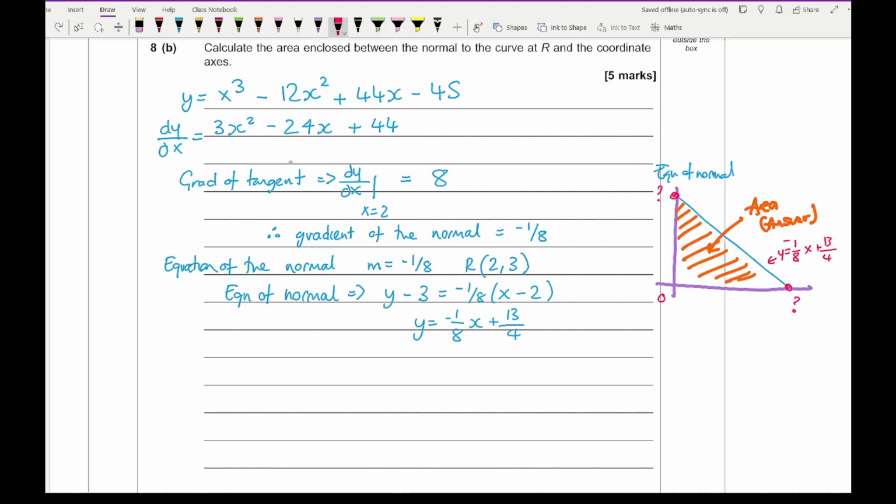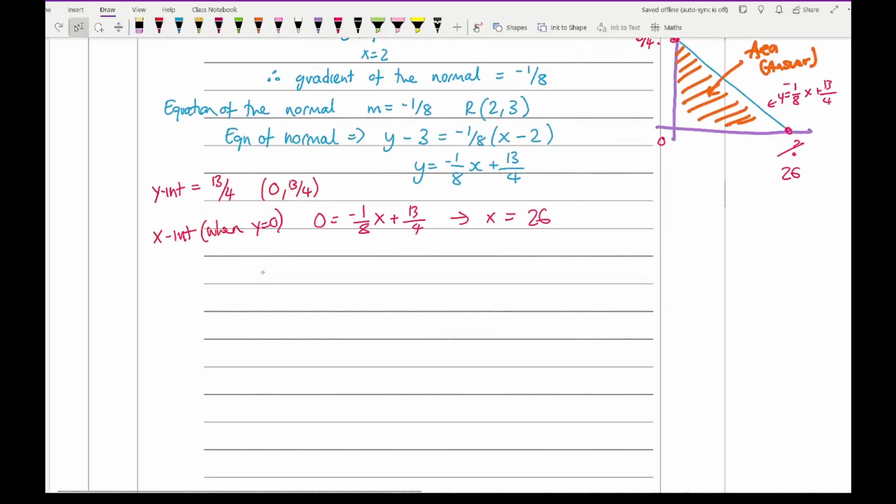Where it crosses the y-axis, the y-intercept, is going to be just 13 over 4. So this value here is 13 over 4. I can write this as a coordinate, (0, 13 over 4), which is not really necessary. Now the x-intercept is when y equals 0. So here I've got 0 equals minus 1/8 x plus 13 over 4. And if I do a bit of rearranging, I get that x equals 26. So this value here is 26.